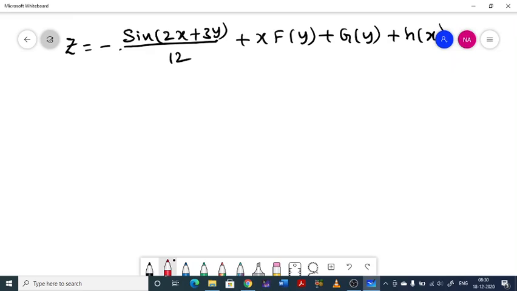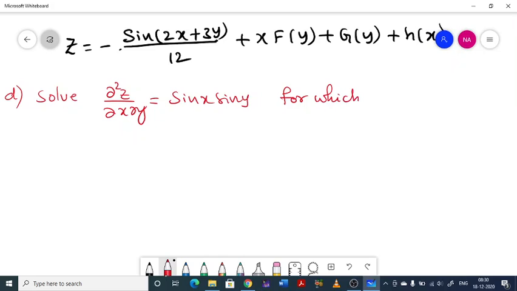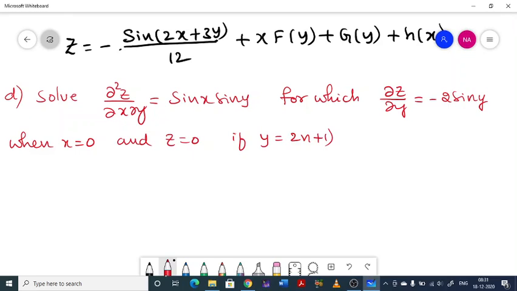Next problem. This is a bit lengthy one. Solve ∂²z/∂x∂y = sin x sin y, for which ∂z/∂y = minus 2 sin y when x equal to 0, and z equal to 0 if y is odd multiples of pi by 2. That is given in words, but I will write it in symbols. When y is odd multiples of pi by 2.